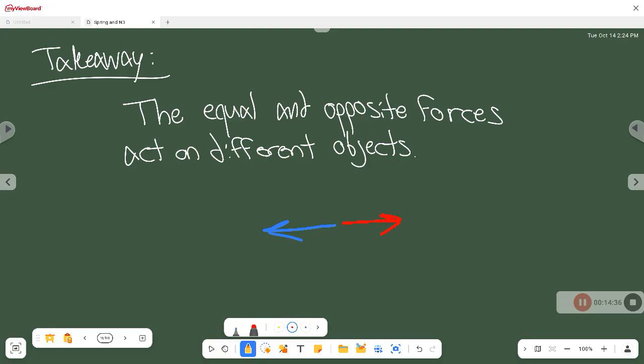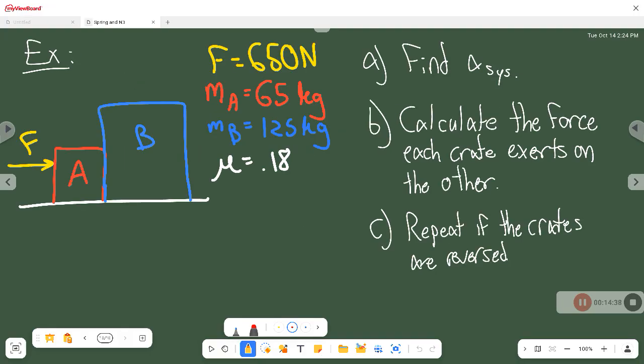Okay. And then we have these types of problems which are related to Newton's third law. Over here on the left, I have two blocks on a table, block A and block B. The coefficient of friction between the table and the blocks is 0.18. And somebody's pushing on block A with 650 newtons of force.